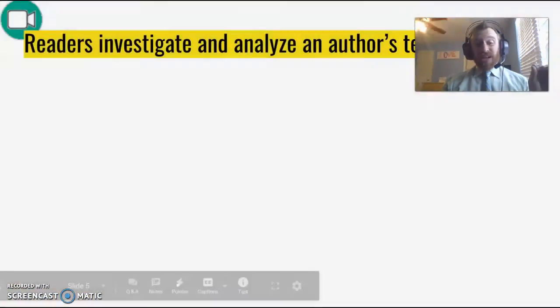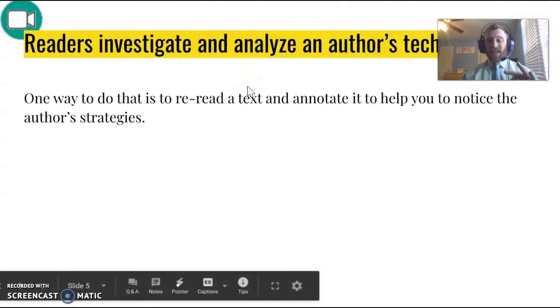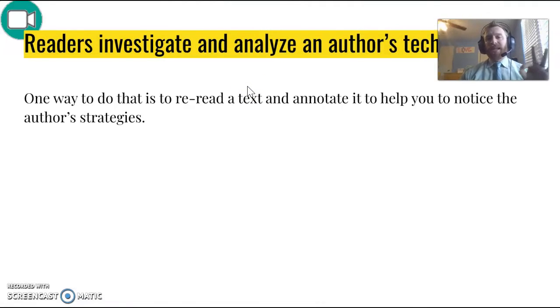So what you need to do this year is figure out what kind of strategies the author is using to connect with you. And one of those strategies is symbolism. So let's take a look at that strategy, that technique. One way we do that is we reread a text and we annotate. Annotate is just a fancy word for jotting down quick notes on the thing we're reading as we're reading it.